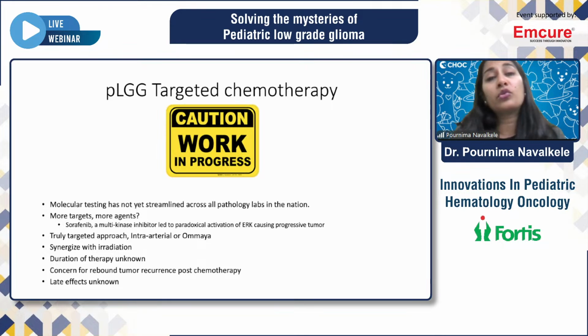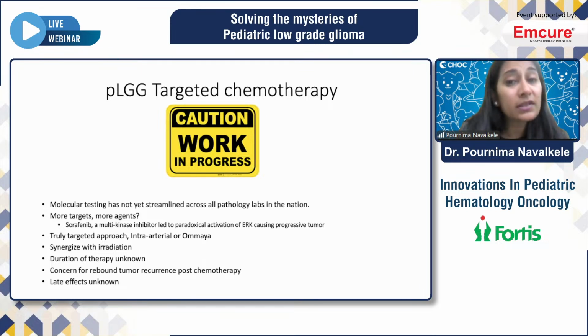A truly targeted approach really means that you're giving it only in the CNS. What does that mean? Could you use intra-arterial injections, or could you use Ommaya injections, or could you use certain types of nanoparticles which go and just home in on the CNS? The targeted treatments still need to have synergy with irradiation, and we do not know the combination effects yet. The duration of targeted treatments is yet unknown. So far, we have only been doing it for a year, 2 years, if it's tolerable, more than that.